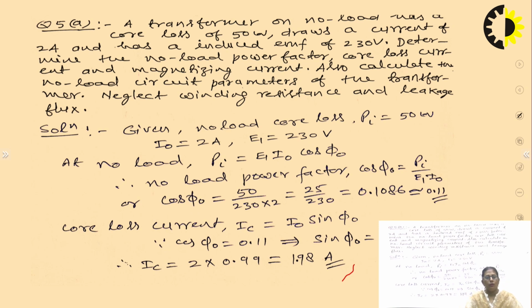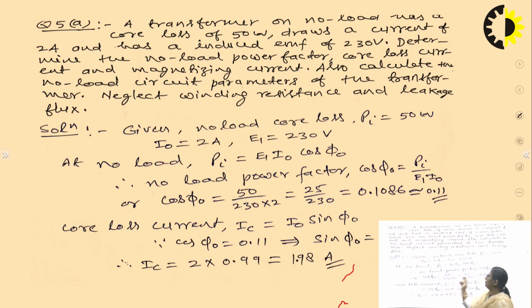The no load current, what the transformer is taking, is also 2 amperes, and the input voltage is 230 volts. At no load, the power taken is an active power, so it has to be V1 I1 cos phi. V1 is E1, that is 230. I1 at no load is the no load current I0, with the no load power factor.